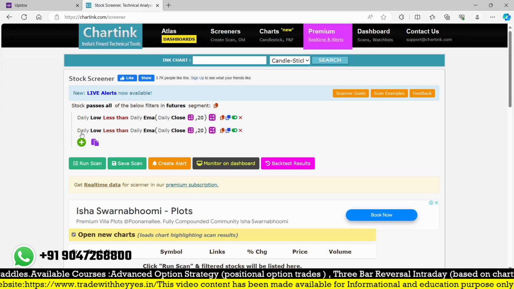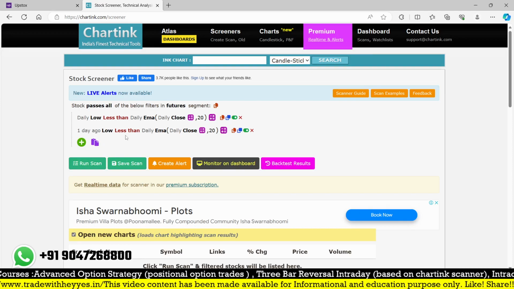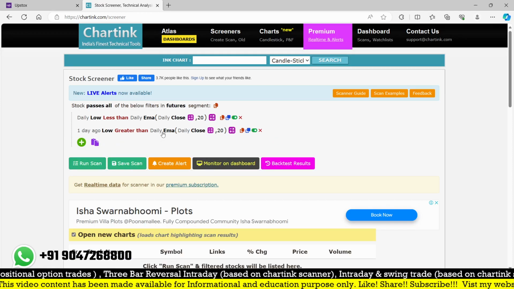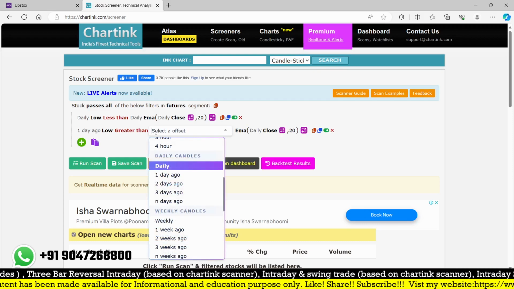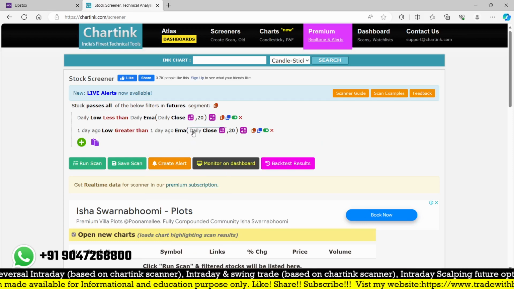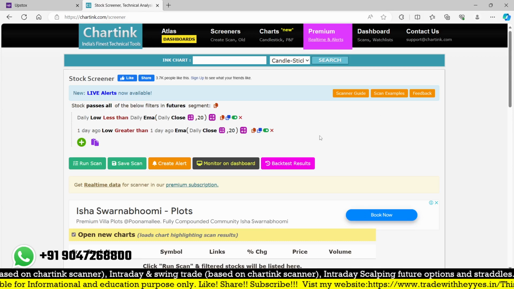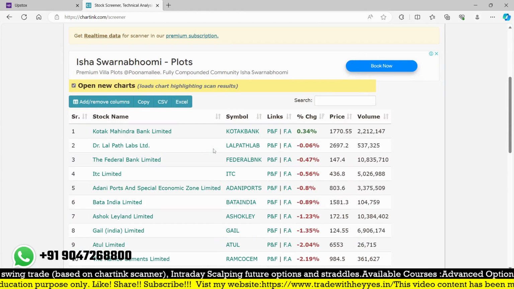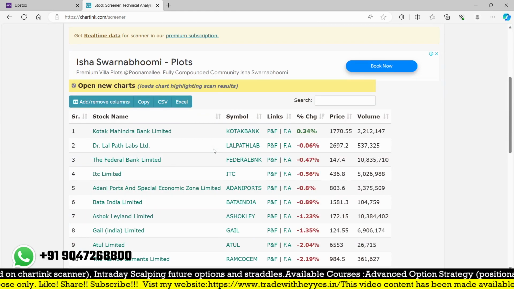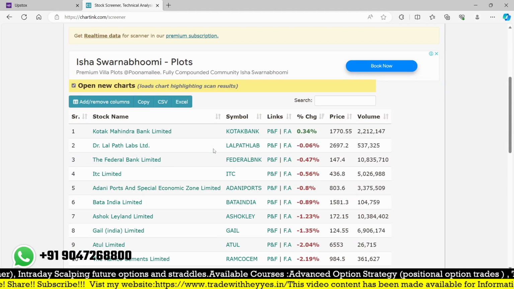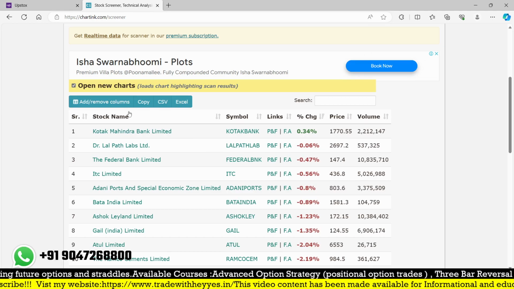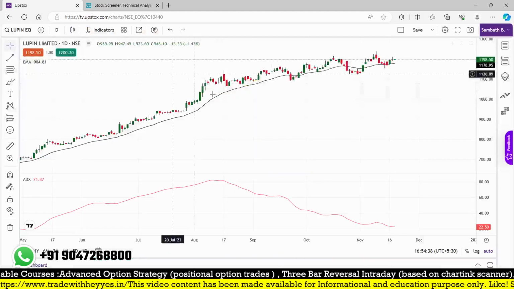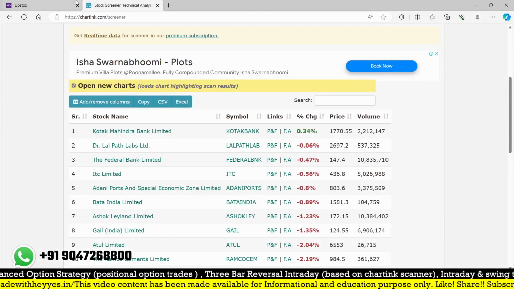So one day ago low, it will tell you simply must be greater than. I will show you the condition I'm writing here at this moment. Okay, so EMA one day ago, EMA close. If you use this condition, then for whatever stock is picked up by the scanner, for example Kotak Mahindra Bank, yesterday it was trading above the 20 EMA and today it was trading below the 20 EMA. I will show you, and that is Kotak Mahindra Bank.